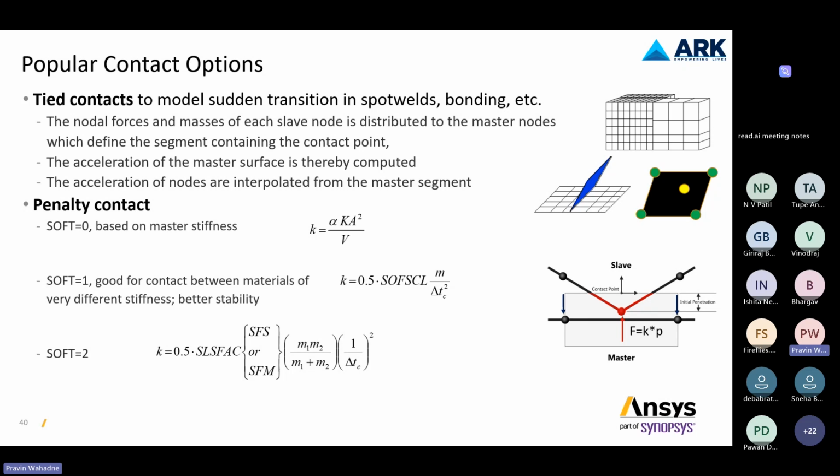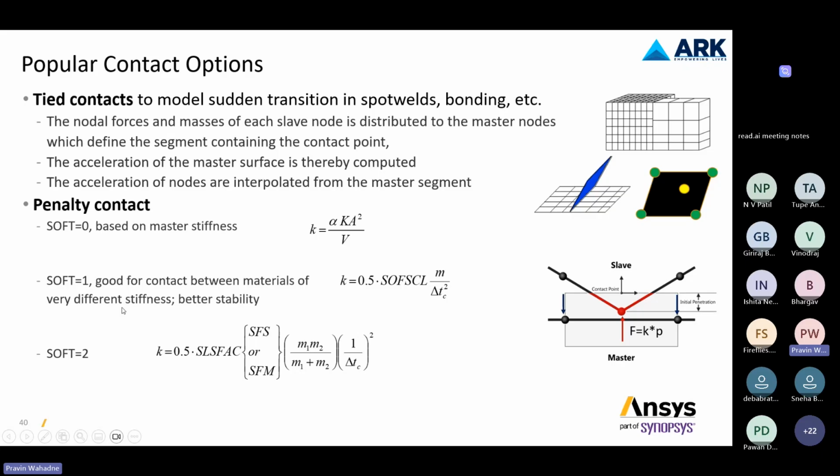The force nodes and the mass of each slave node are distributed to the master node, which generally contains the contact points. The acceleration of the master surface is thereby computed, and you can see the acceleration of nodes is generally interpolated for the master segments in tied contacts.